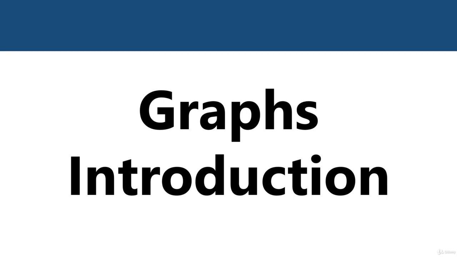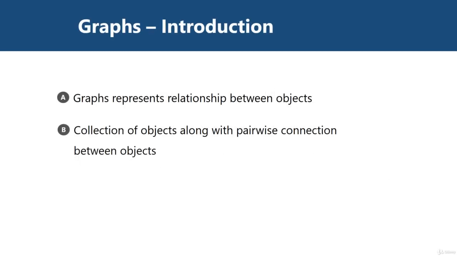In this video, we will look at what graphs are, their definitions and properties. A graph is a representation of relationships that exist between objects. A graph is a collection of objects along with pairwise connections between the objects.